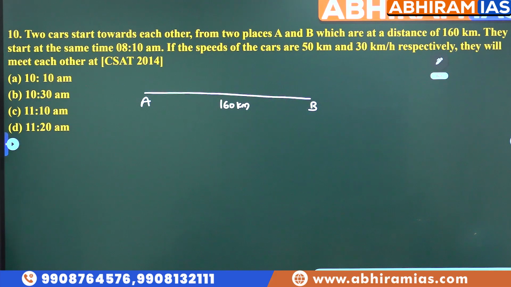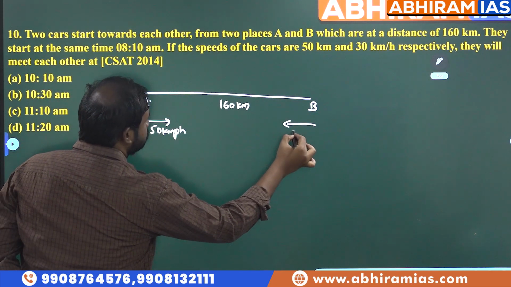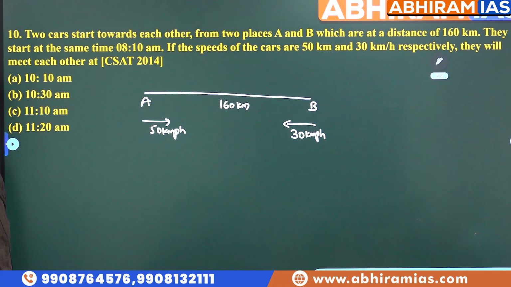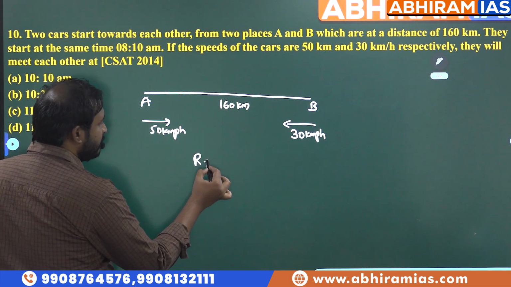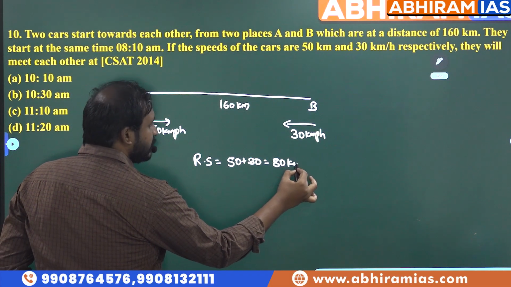Distance between them is 160 kilometers. Speeds are 50 and 30, and they are starting at 8:10 a.m. towards each other. What happens to the relative speed here? It gets added. So it will become what? 50 plus 30, that is equal to 80 kmph.